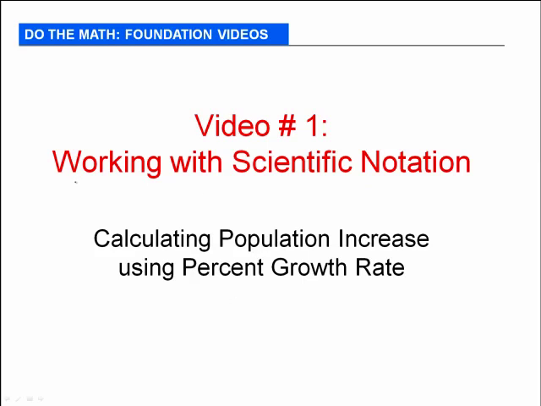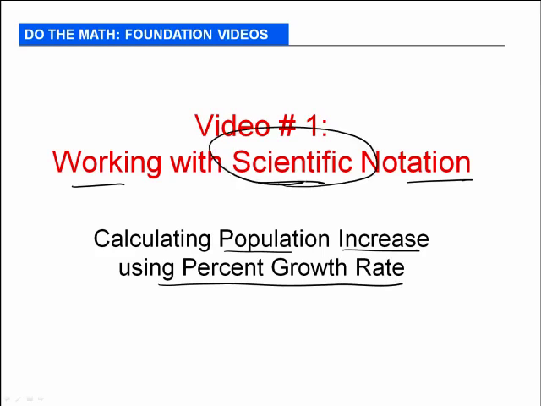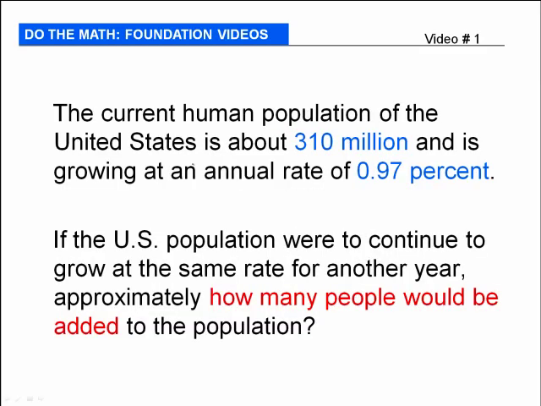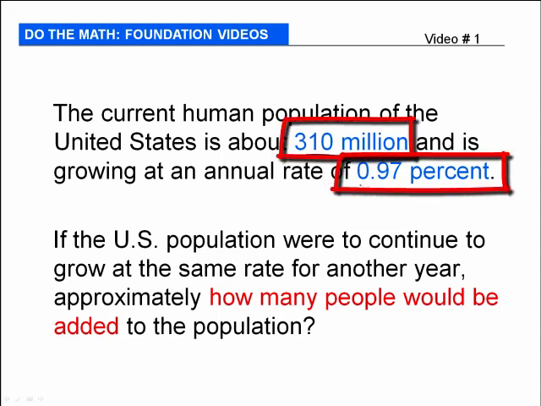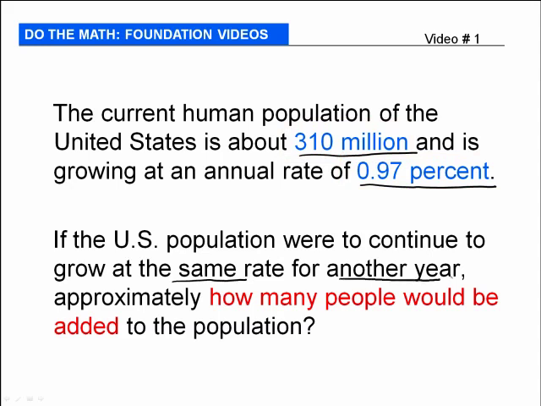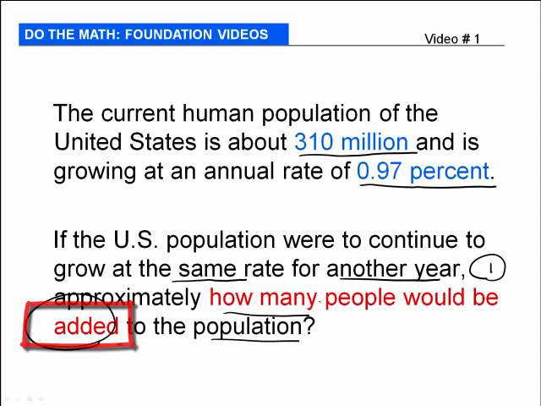In this video, we're going to work with scientific notation to calculate population increase using a percent growth rate. Now, the key thing to understand is we're going to be working with scientific notation. So here's the question. The current human population of the United States is about 310 million and is growing at an annual rate of 0.97%. If the United States population were to continue to grow at the same rate for one more year, approximately how many people would be added, keyword there, to the population?